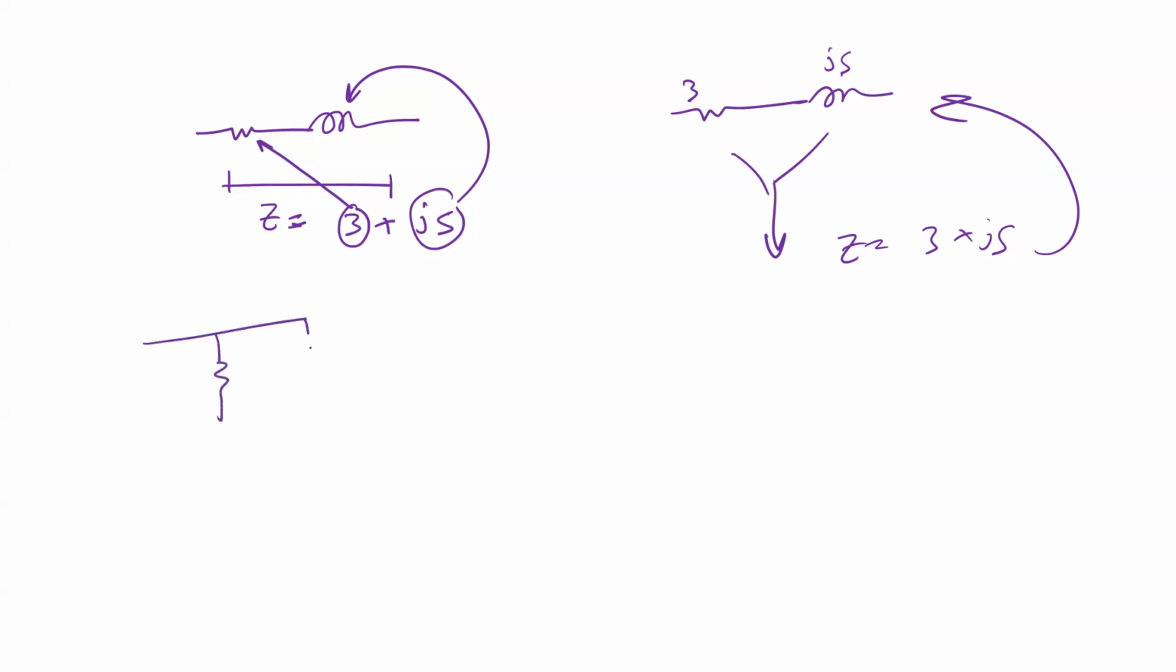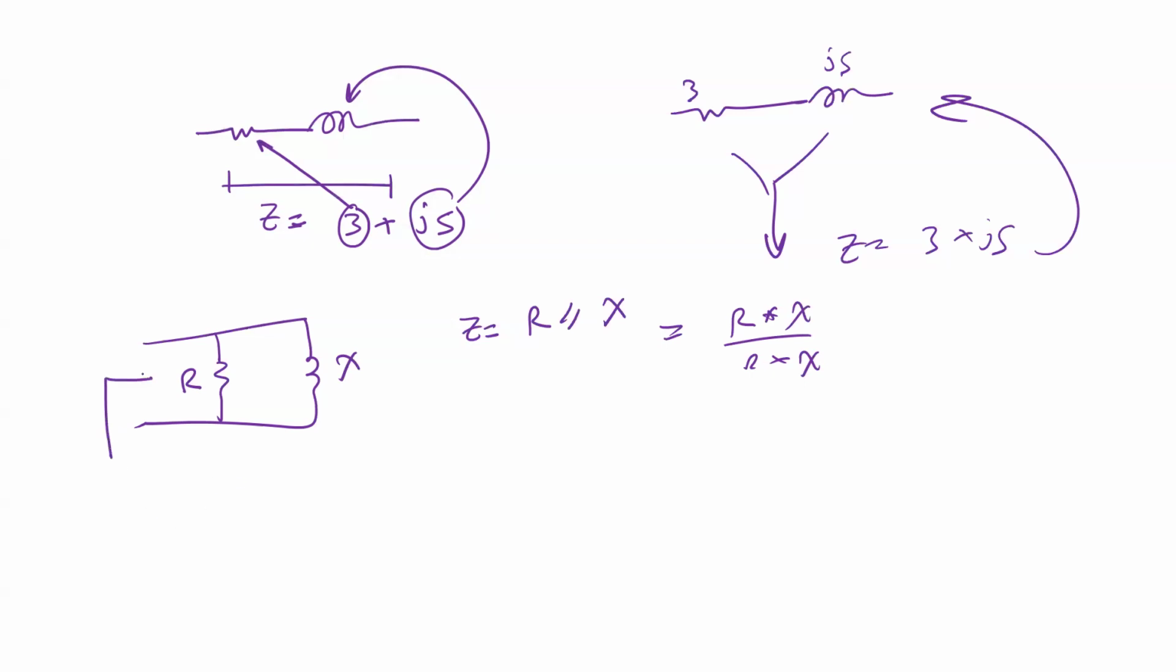When it is in parallel, Z should equal R in parallel with X. This is R and this is X, which is actually R times X divided by R plus X. But I'm not going to do it this way because this way will be difficult. I'm going to do it in an easier way. If I look from here, I can say Y, which is actually 1 over Z, the admittance, like conductance. 1 over Z should equal 1 over R plus 1 over X. So this is an easy way.